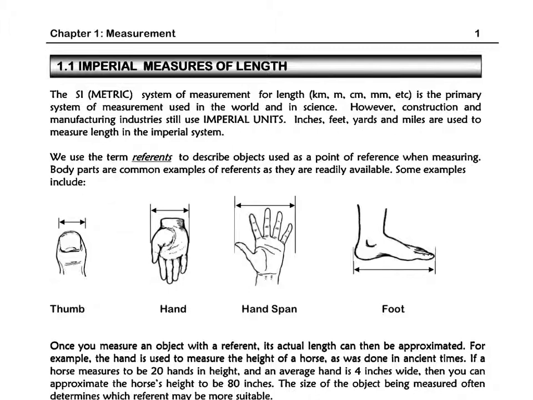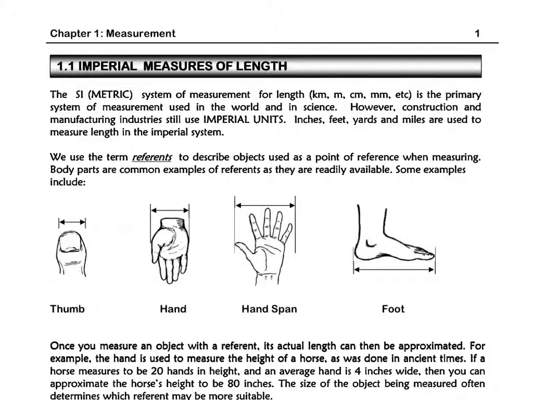So the units that we're most familiar with in the metric system of measurement for length would be your kilometer, meter, centimeter, and millimeter. However, there is another system of measurement called the imperial system of measurement, and imperial units would be things like feet and inches and yards, and miles as well. Those are the most common ones, and they're the only ones that are used for length in the imperial system of measurement.